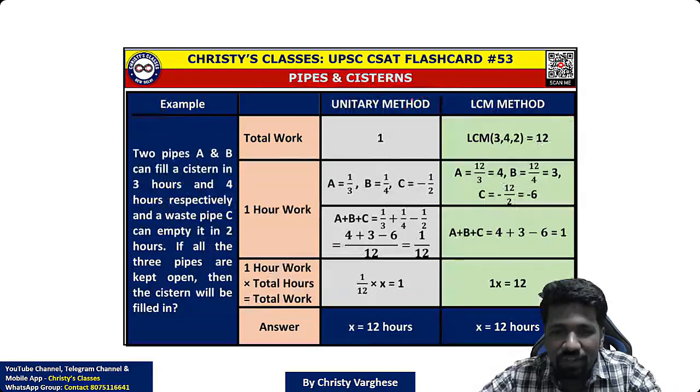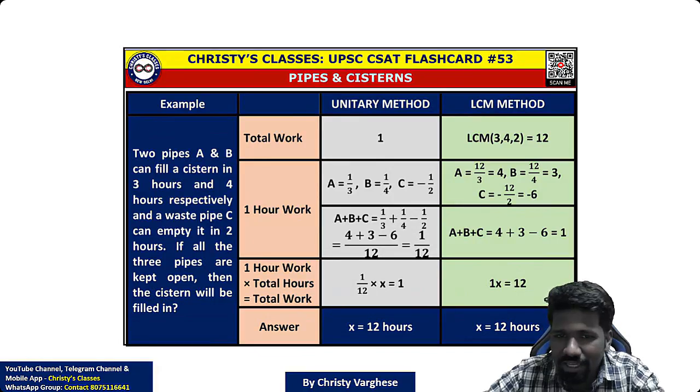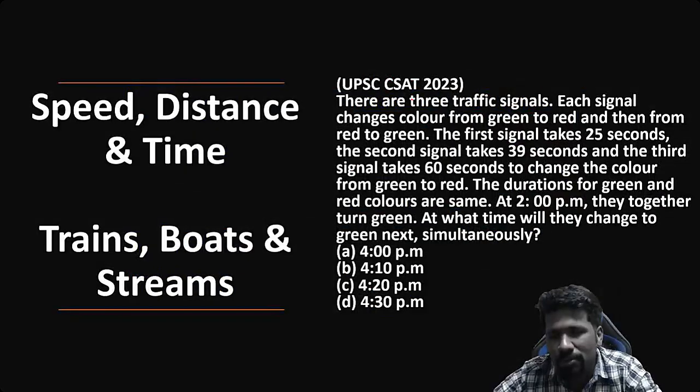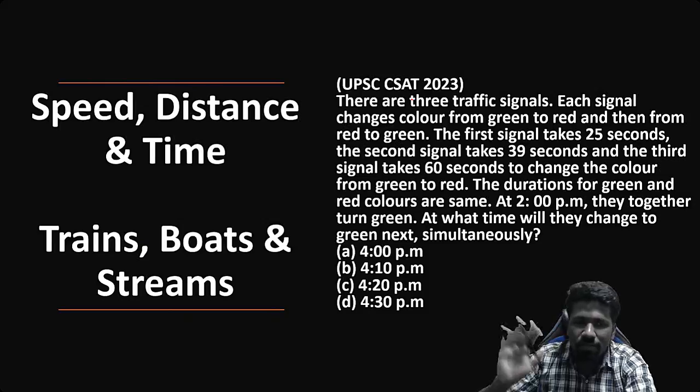And if you understand the difference between these two, it is very easy. The same thing can be applied to pipes and cisterns also. Only thing is, in pipes and cisterns, there can be a possibility of negative work, which we will be discussing.